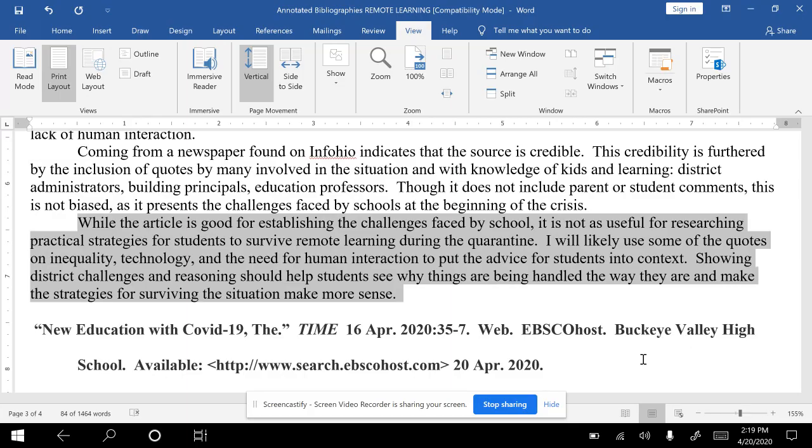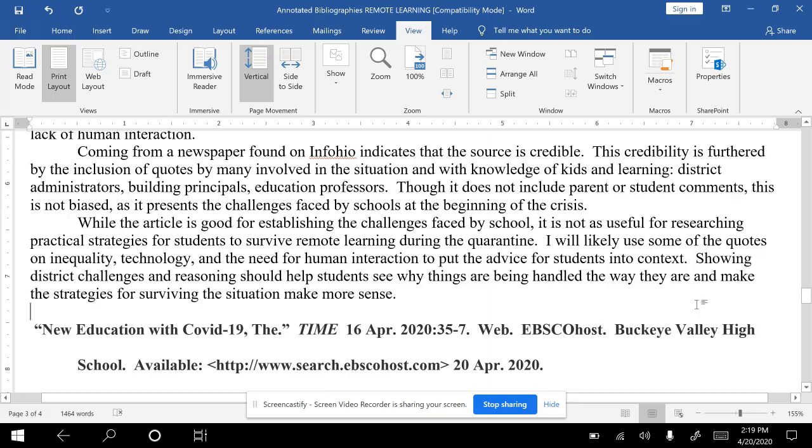I will likely use some of the quotes on inequality, technology, the need for human interaction to put the advice for students into context. Showing district challenges and reasoning should help students see why the things are being handled the way they are and make the strategies for surviving the situation make more sense. So I can use it. It's not my greatest source, but I can use it, and I've reflected on that.